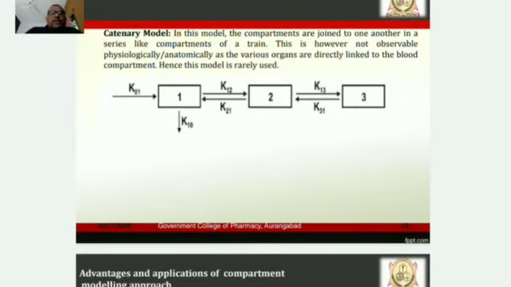Now next is the catenary model. In this model the compartments are joined to one another in a series, meaning one compartment is connected to the second. So see, compartment 1 is connected to the second, which is connected to the third, like a train, where the bogies are connected one to another. This is called the catenary model, and it is not physiologically or anatomically realistic, as the various organs are directly linked to the blood compartment. Hence this model is rarely used.